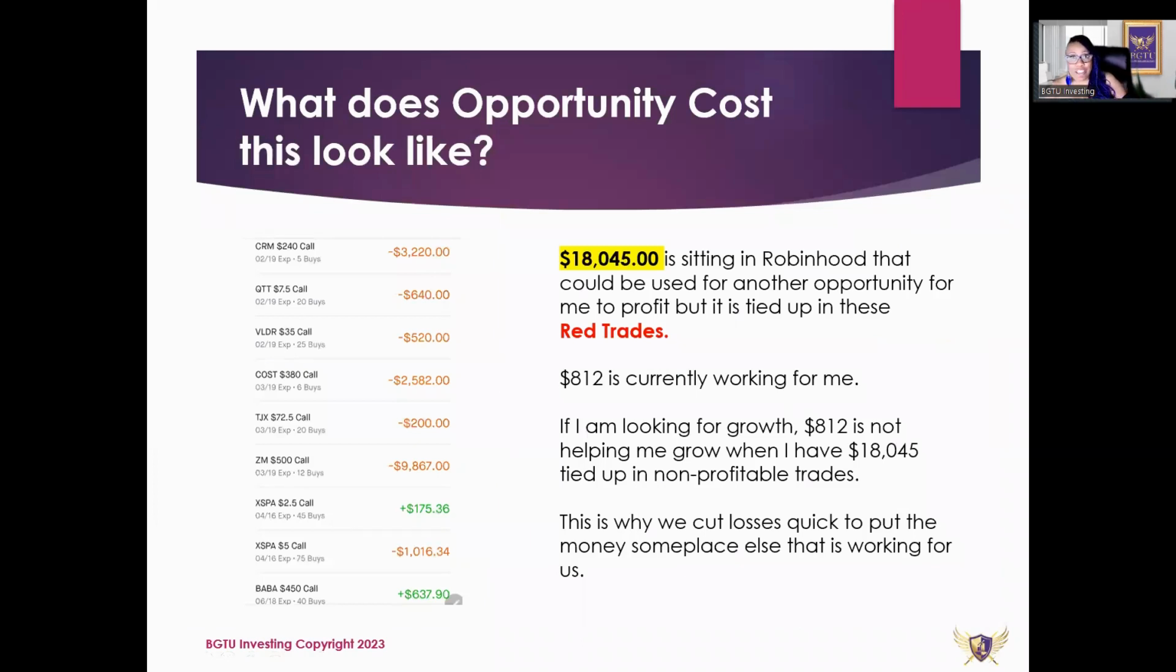So, what does this look like? This is my actual Robinhood account from late 2020, early 2021. I have 18,000 sitting in Robinhood that could be used for another opportunity for me to profit, but it's tied up in these red trades. I only got $812 working for me, which ain't gonna get me to where I'm trying to be. This is why you need to learn to cut your losses. I hadn't mastered that back then.